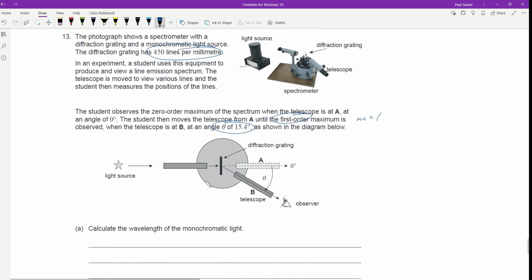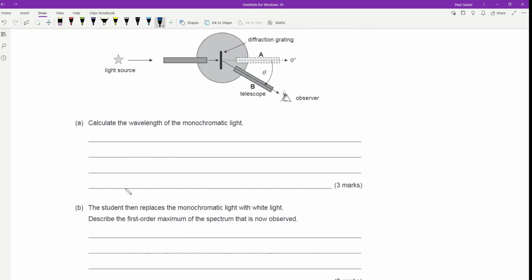Alright, so let's go through this one. The number of slits is going to be equal to 450 times 1000, which is going to give you a value of 4.5 times 10 to the power of 5. And the distance will be the inverse of the number of slits you got there. I'm just going to leave it like this because I'm going to be sneaky and be slack with the calculator.